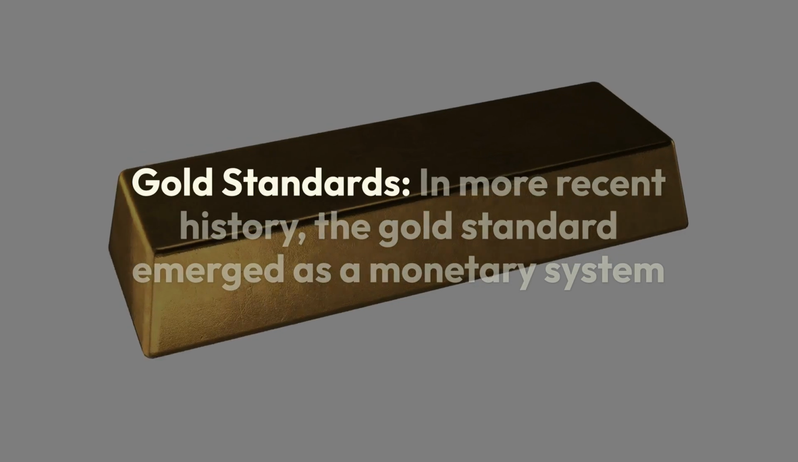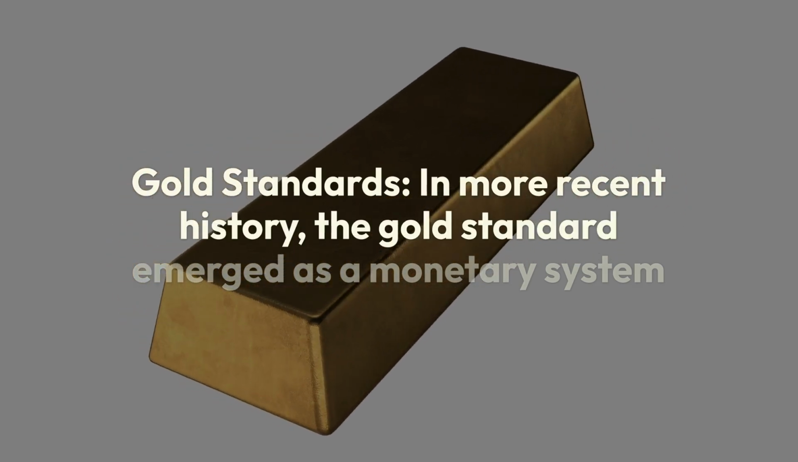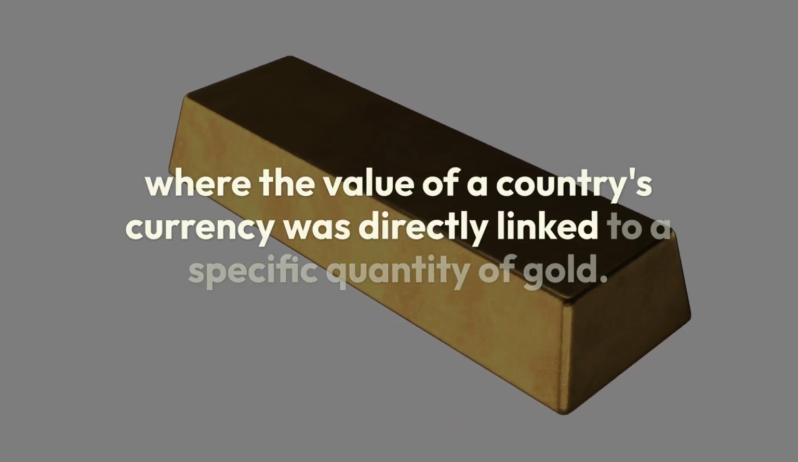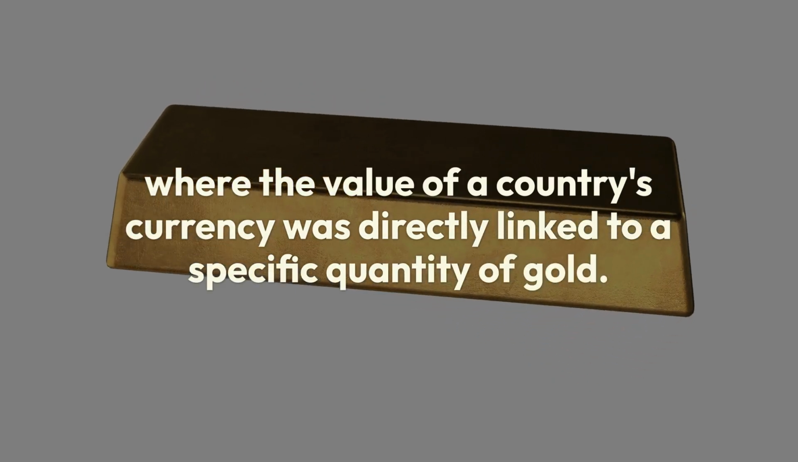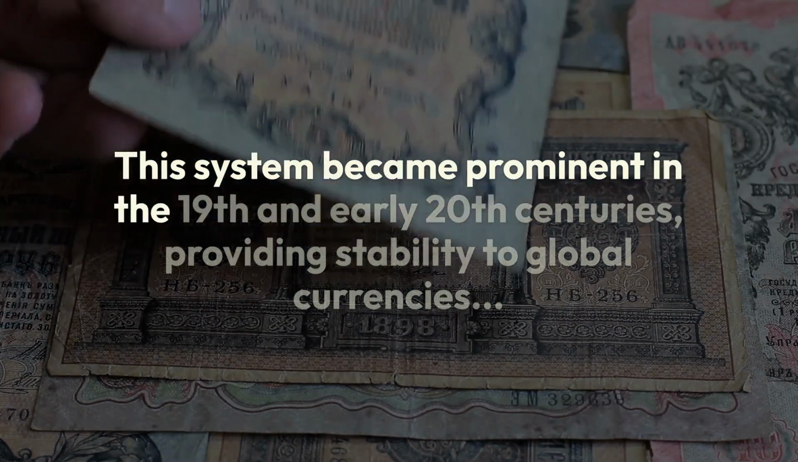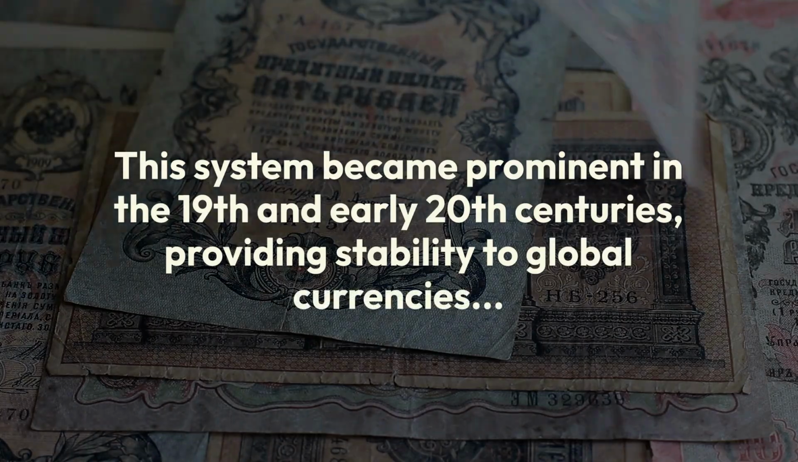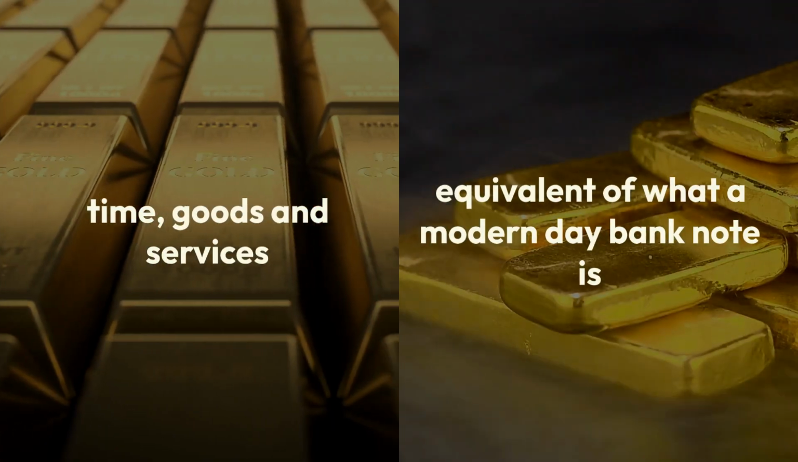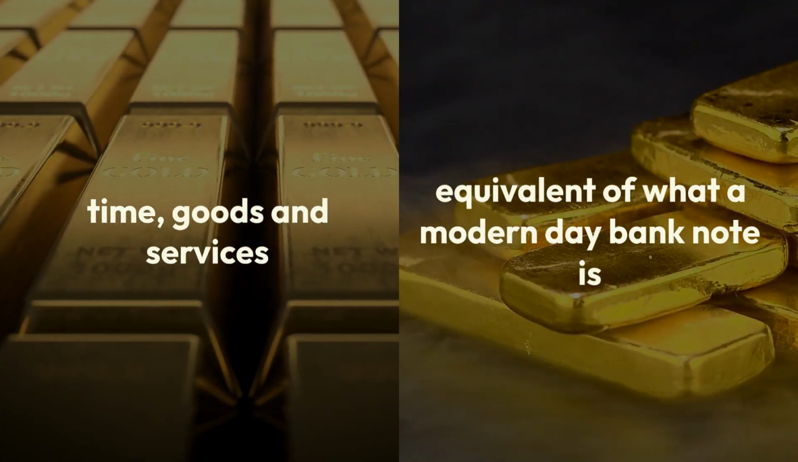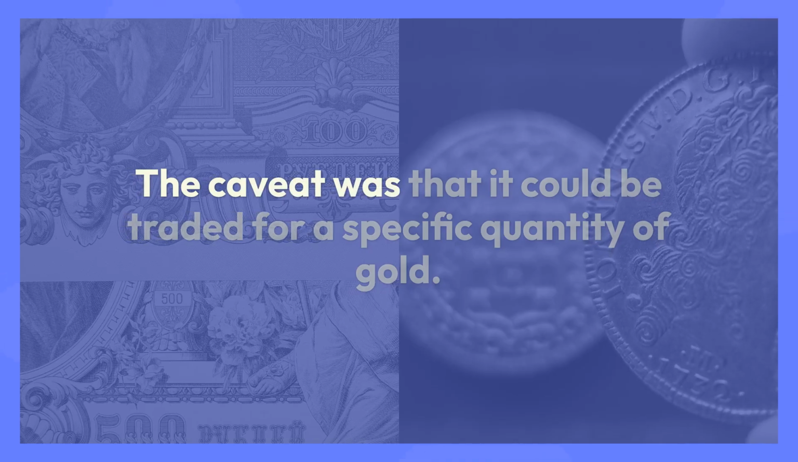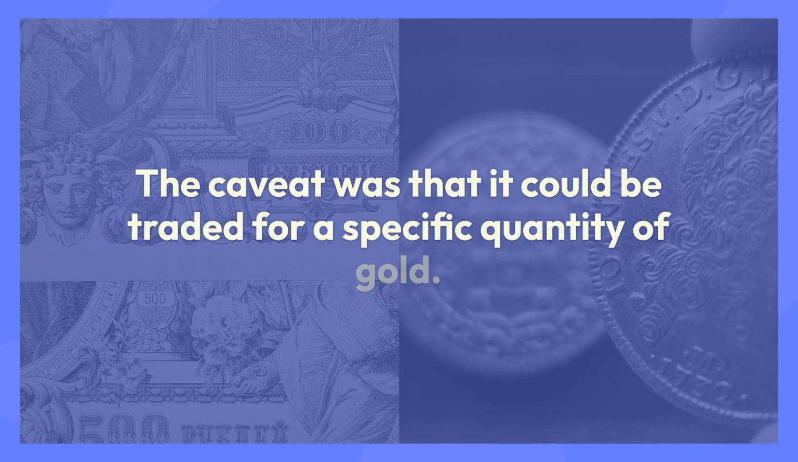Gold standards. In more recent history, the gold standard emerged as a monetary system where the value of a country's currency was directly linked to a specific quantity of gold. This system became prominent in the 19th and early 20th centuries, providing stability to global currencies. So basically, people accepted the equivalent of what a modern-day banknote is today in exchange for their time, goods, and services. The caveat was that it could be traded for a specific quantity of gold.